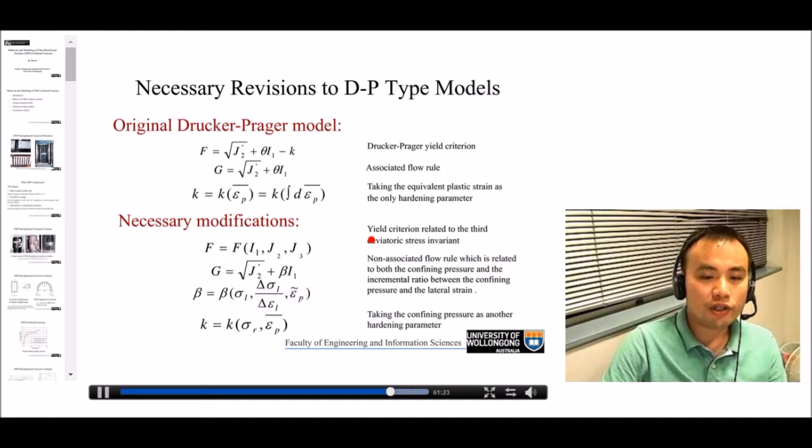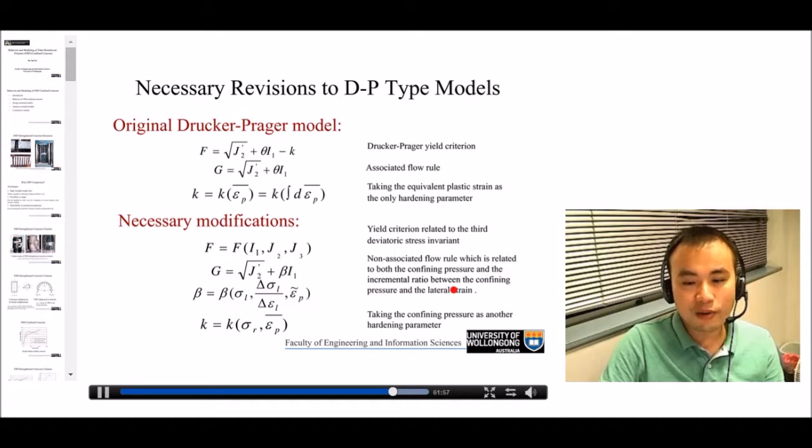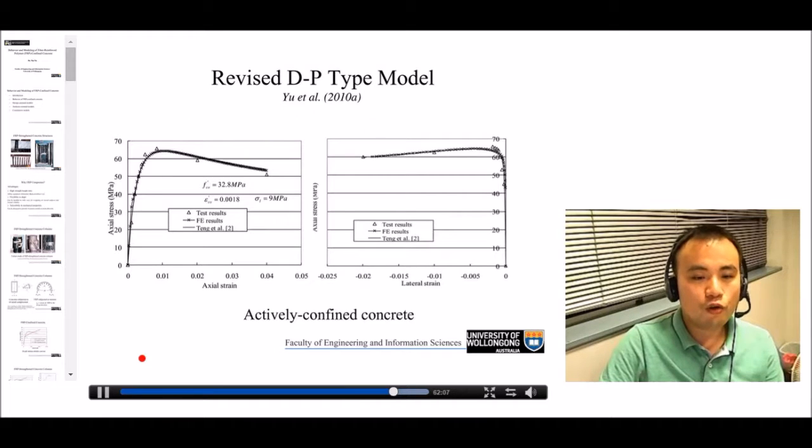All right, now let's have a summary. There are three components of the plasticity model. For the yield criterion, the original DP model doesn't work. We have to include the third deviatoric stress invariant. That's for the yield criterion. For the flow rule, the associated flow rule doesn't work. The flow rule has to be non-associated. It has to be related to both the confining pressure and the incremental ratio between the confining pressure and the lateral strain. If you ignore the latter part, it doesn't work, as we have shown before. And for the hardening rule, it has to be confining pressure dependent. That is all the necessary modification we need to make for a plasticity model.